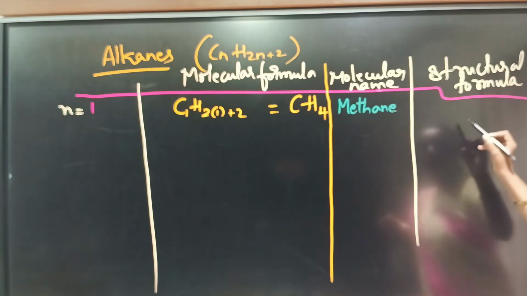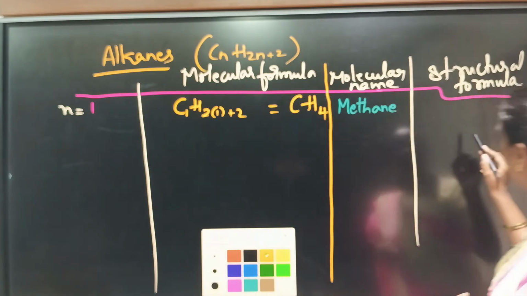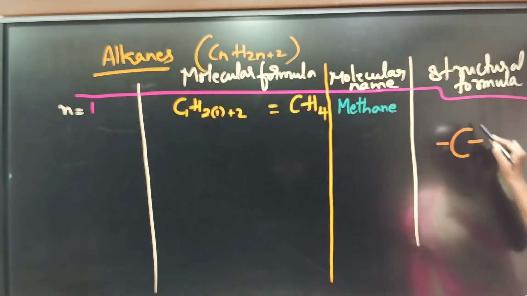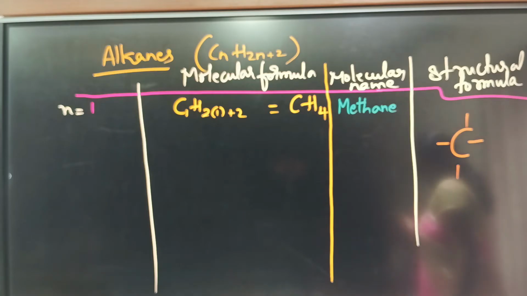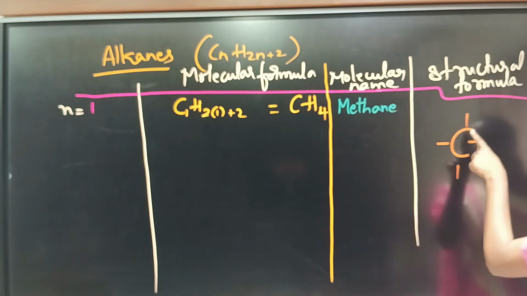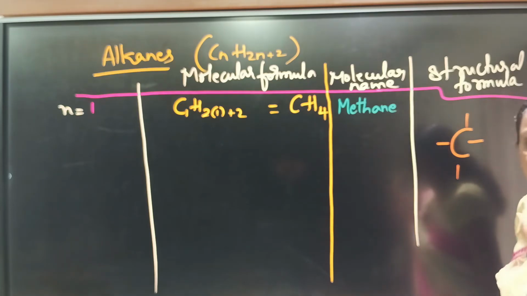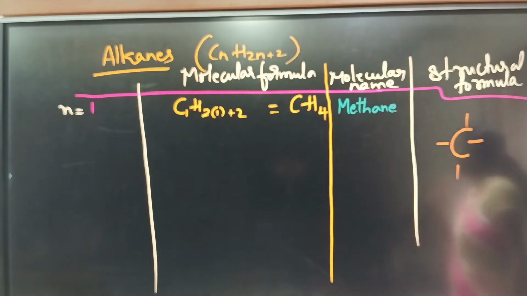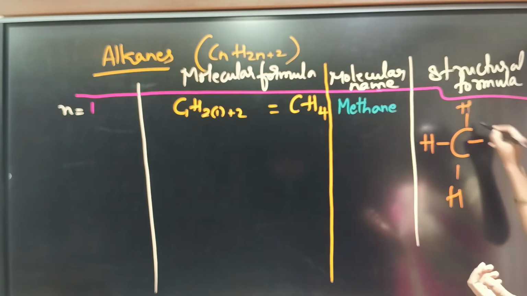Yes, we will write the structural formula. So 1 C is there, and how many H are there? 4 H are there. But how are you going to write the structural formula? See, for 1 C, how many bonds do we require? 4 bonds, right? It needs 4 electrons. It has to get the 4 electrons, or it has to share the 4 electrons. So now I am going to write the structural formula of this methane.